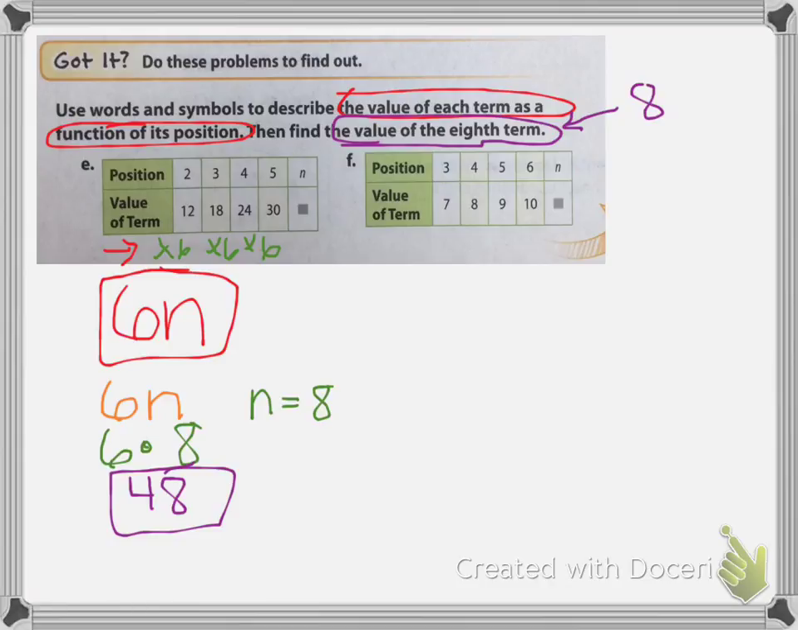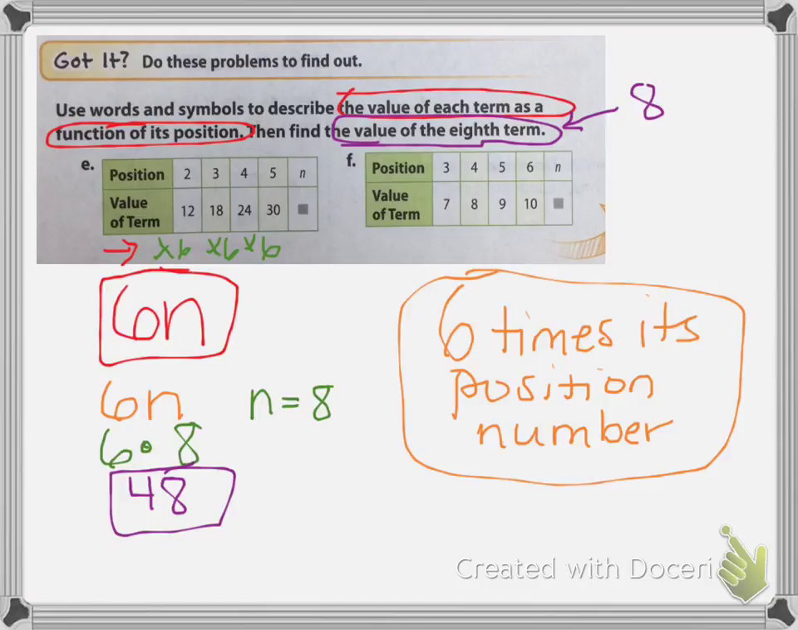They also want you to add the words. So they want you to have 6, whoops. All right, so I stand corrected. We needed actually 3 boxes because we have 3 different answers. We've got 6n, which we need. We have the value in position 8. And then we have the description in words. So 6n was the description with symbols. 6 times its position number is in words, and 48 is the value.